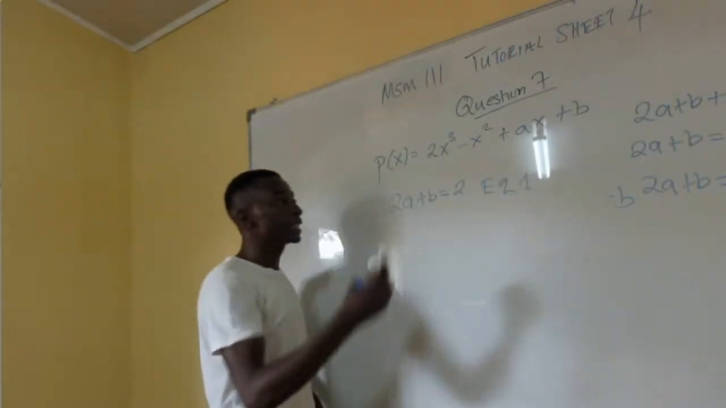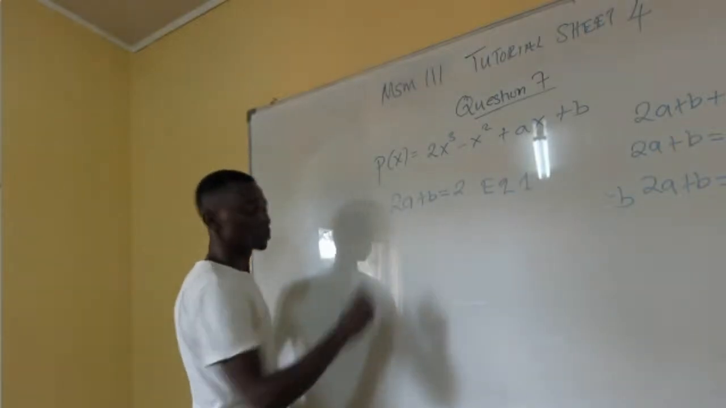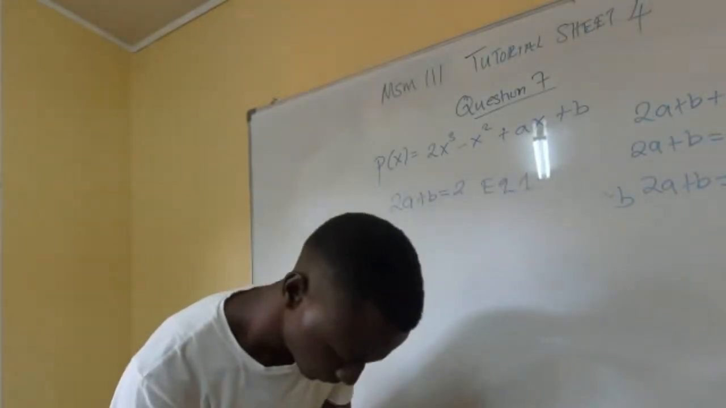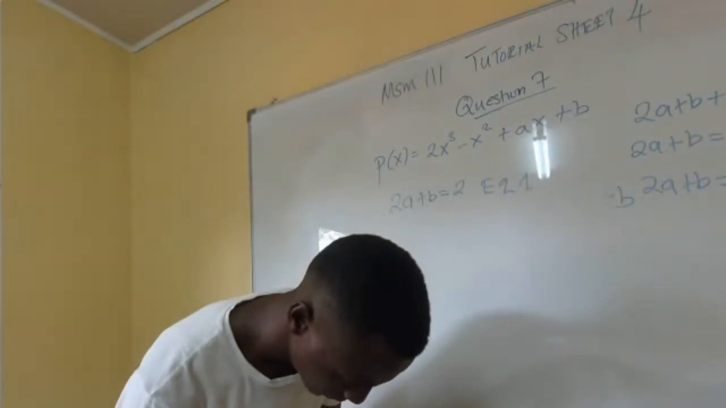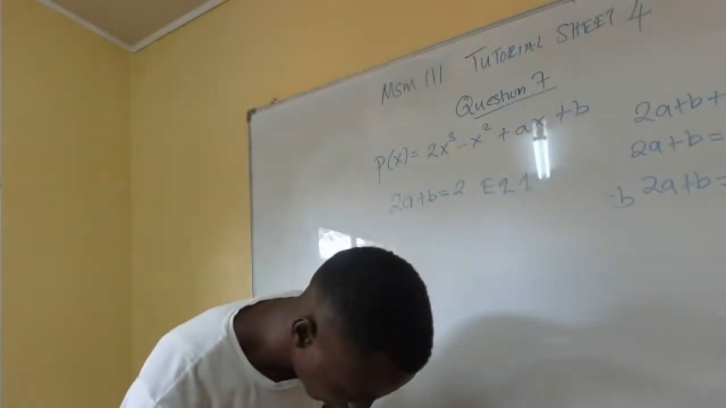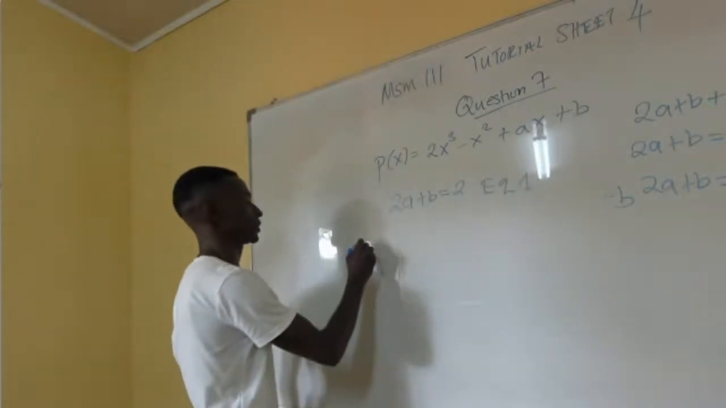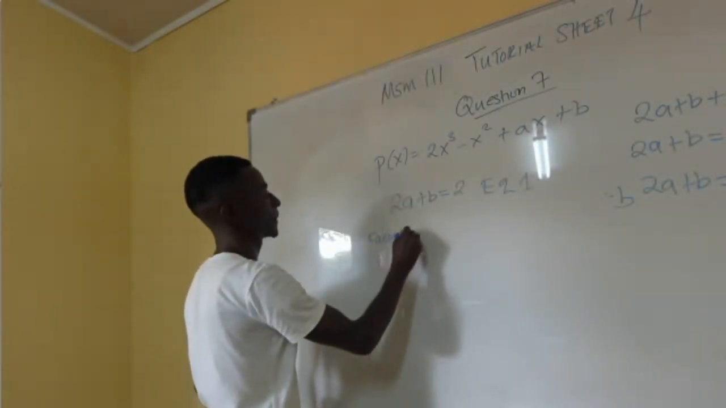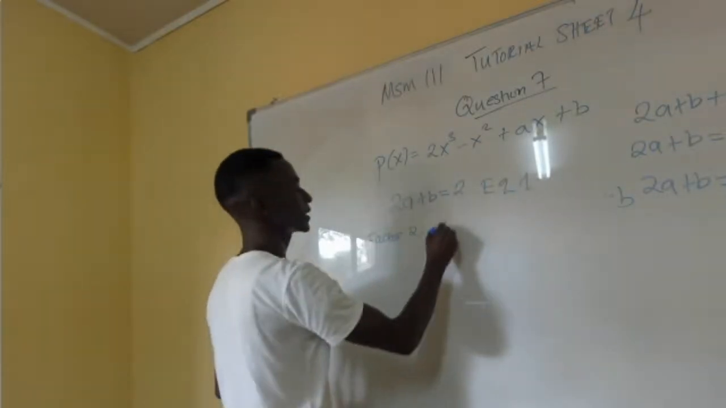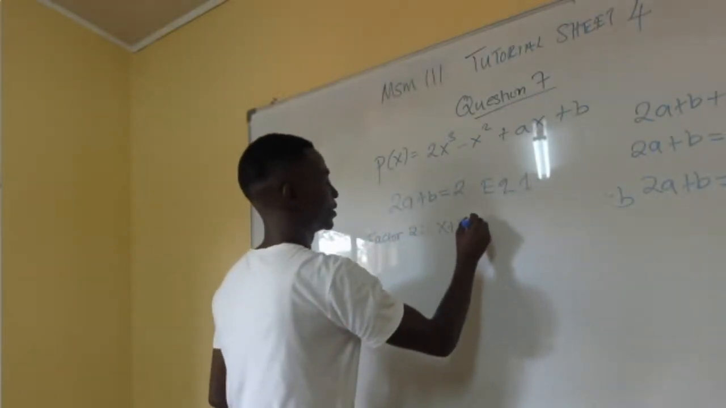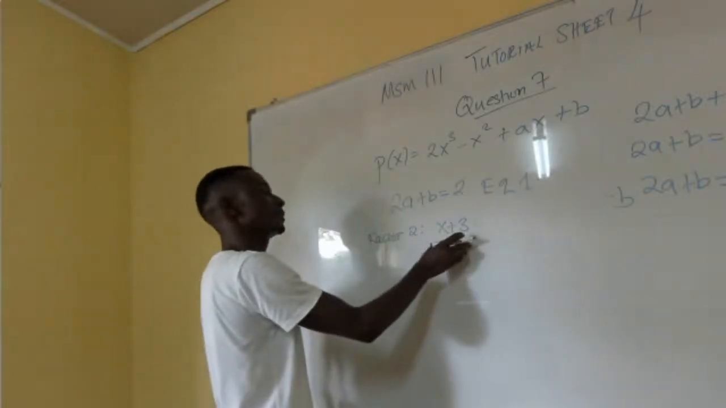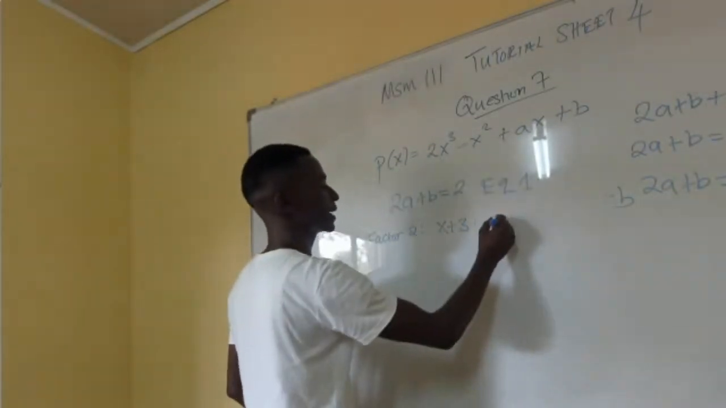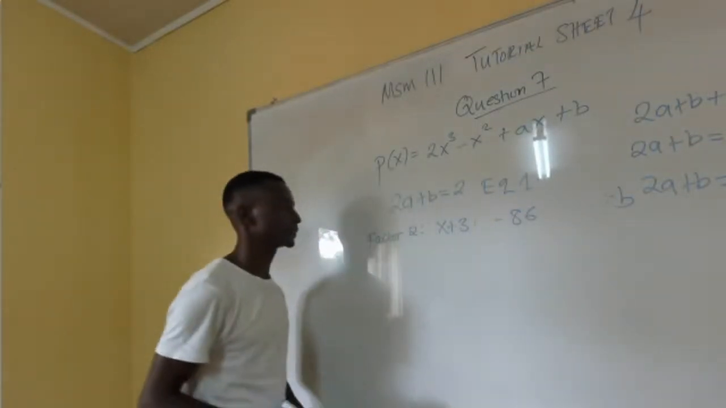So let's solve the second factor. Our second factor is x plus 2, x plus 3. So factor 2: we have x plus 3. This one divided by that, they are saying it is giving us a remainder of negative 86.